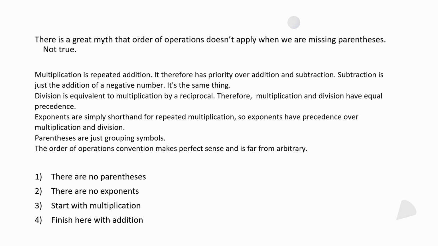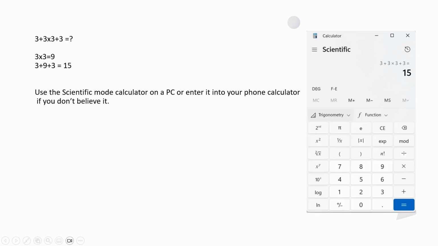So in this example, we don't have any parentheses, we don't have any exponents. So we're going to start with multiplication and then finish with addition. So 3 plus 3 times 3 plus 3. The first thing you're going to do is multiply 3 times 3 equals 9. And then addition, 3 plus 9 plus 3 is 15.